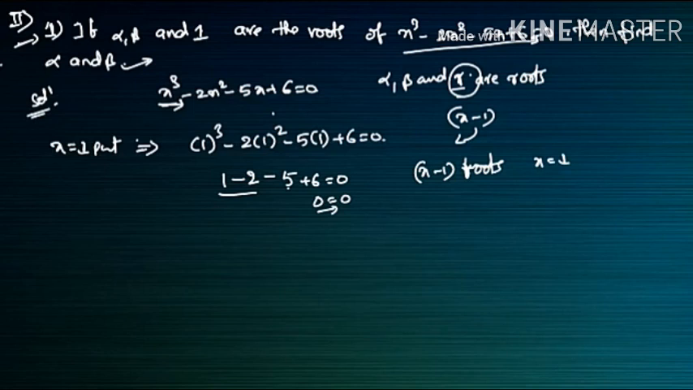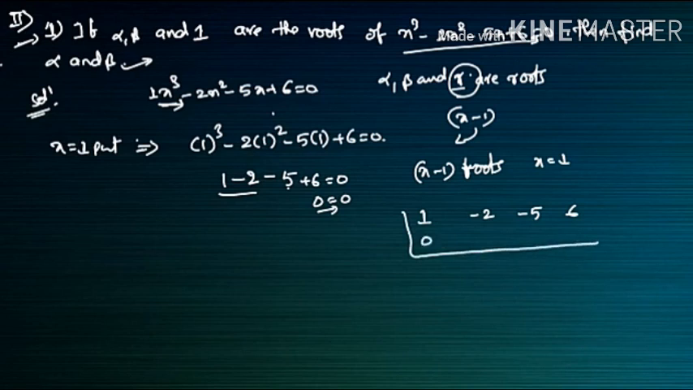So we have to do one thing here. I will take the constant values 1, minus 2, minus 5 and 6, so we will find the quadratic equation. Here 1 is the factor, so 1 comes down as 1. Then 1 times 1 is 1, and minus 2 plus 1 gives minus 1. Then minus 1 times 1 is minus 1, and minus 5 plus minus 1 is minus 6. Then 1 times minus 6 is minus 6, and 6 plus minus 6 is equal to 0.